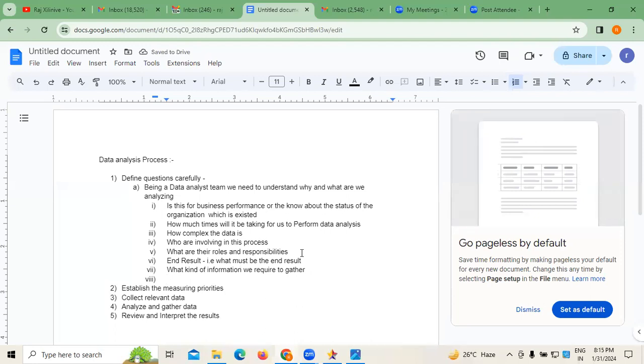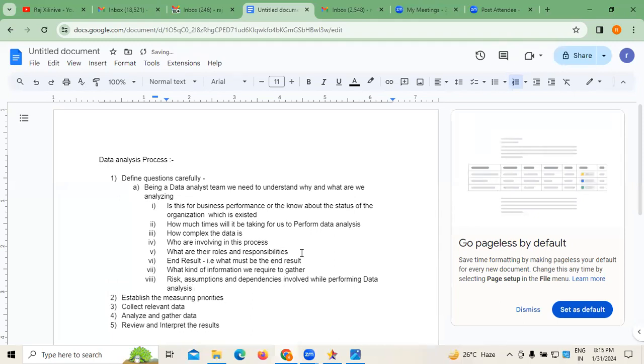Next, what are the risks, assumptions, and dependencies involved while performing data analysis, whatever kind of tools we use, right? So what are the risks involved in it?